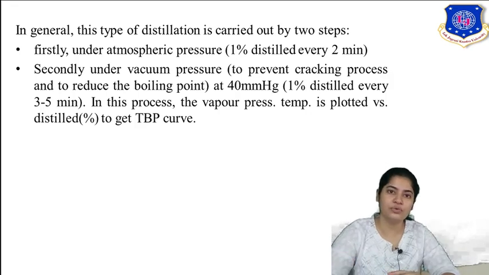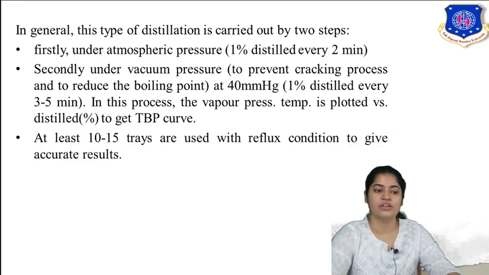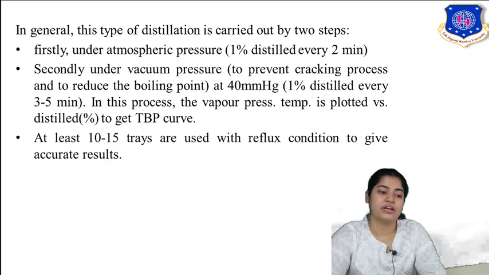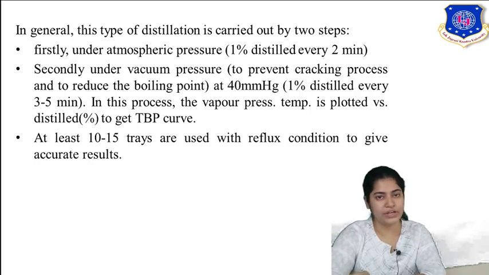So what we do in this process is collect data of pressure versus temperature. We collect the data of temperature versus percent distilled to get a TVP curve. For the laboratory test also, at least 10 to 15 trays are used. Equivalent to 10 to 15 trays, you have your packed tower, and with suitable reflux condition, this test is carried out, and so you get accurate results.